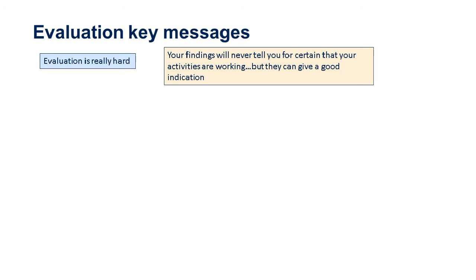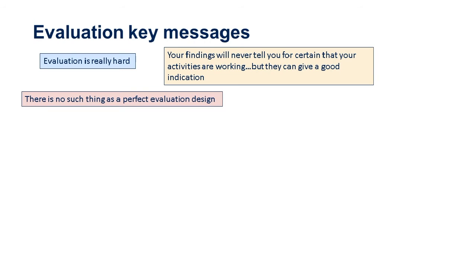So the second one is that you'll never get a result or a finding from an evaluation that tells you for certain that something is working. It will only ever give you an indication, and that could be a strong or a weak one, and it is up to you to interrogate that evidence to understand the claims that you can make. There's no such thing as a perfect evaluation design or approach that will get you that perfect result. There's always likely to be a compromise you'll have to make, and for many of you that might be due to a small cohort size, or low response rates to a survey, or a lack of consent, etc.